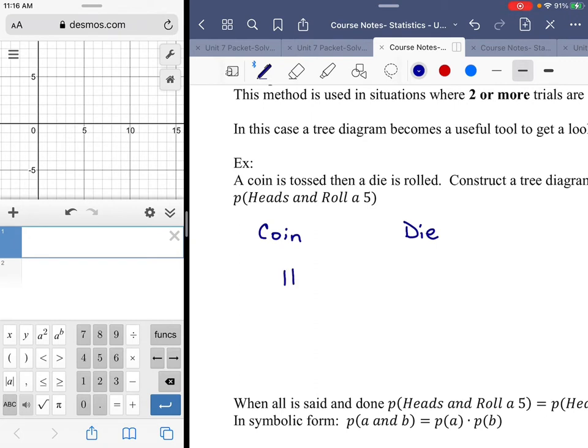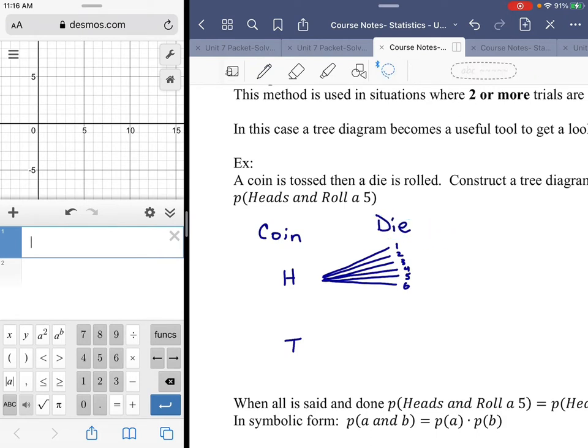The coin has two possible outcomes, heads or tails. For each outcome of coin, we have 6 outcomes for die. I'm just kind of sneaking them all in here. 1, 2, 3, 4, 5, and 6. All right, so I'm just going to move this over a little bit.